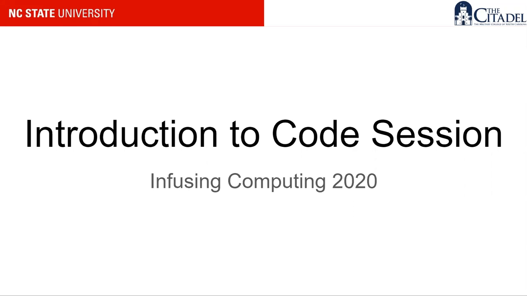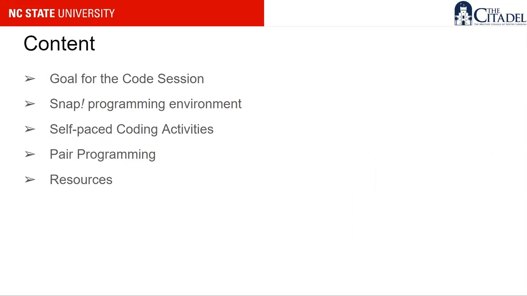We hope to use this video to explain what the online code session looks like and provide some tips on how to collaborate on the coding activities by doing pair programming. In this video, we will start by introducing the general goals of the code sessions. Next, we will talk about a programming environment called Snap, which we will use to learn the fundamental programming concepts. Then, we'll introduce our self-paced coding activities, followed by how to work in pairs to complete these activities collaboratively. Finally, we will help you locate some resources that you might find useful during the code sessions.